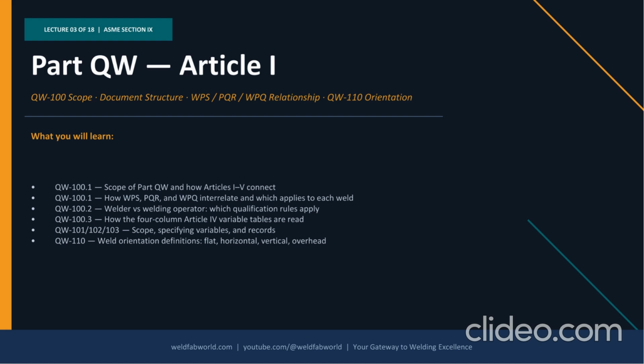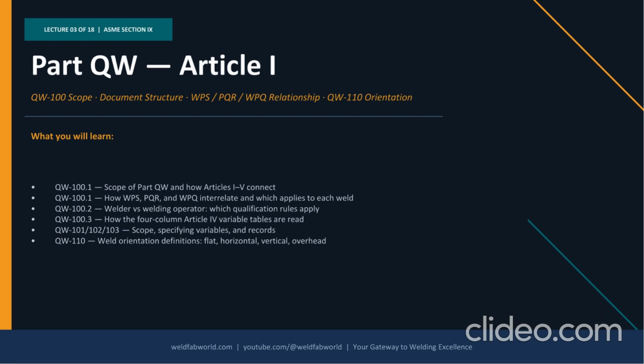Starting today we move into Part QW, welding. This is the largest and most detailed part of Section 9. It spans 5 articles, hundreds of paragraphs, and covers everything from how to write a weld procedure all the way through to the specific tests required to qualify it. This lecture covers Article 1, the General Requirements article.